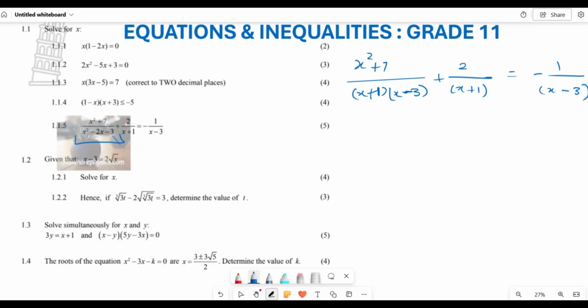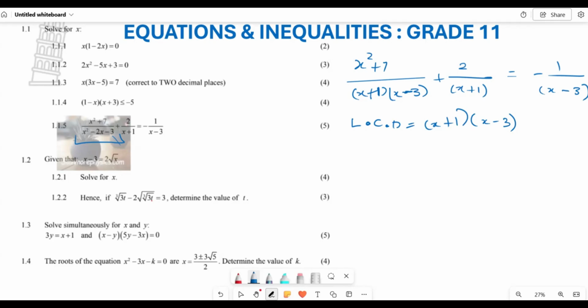Now we are going to start by saying we are looking for our LCD because this is our fraction. We want to check which bracket appears in all of these brackets so that it's going to be commonalized. So can you see that here you are having x plus 1, but here we don't have x plus 1, so we need to multiply this side by x plus 1 so that we can have the x plus 1. Now here we are also going to have x minus 3 as also our LCD.